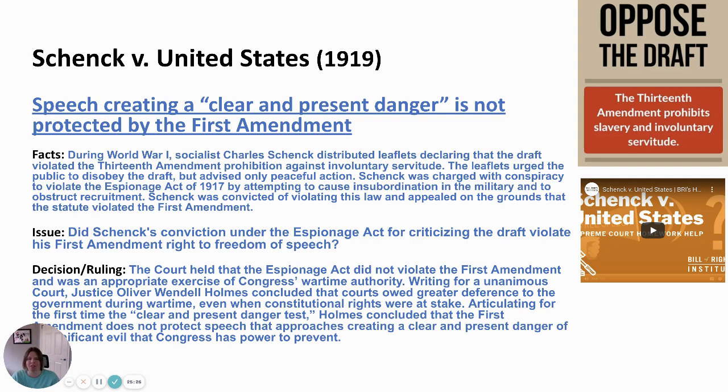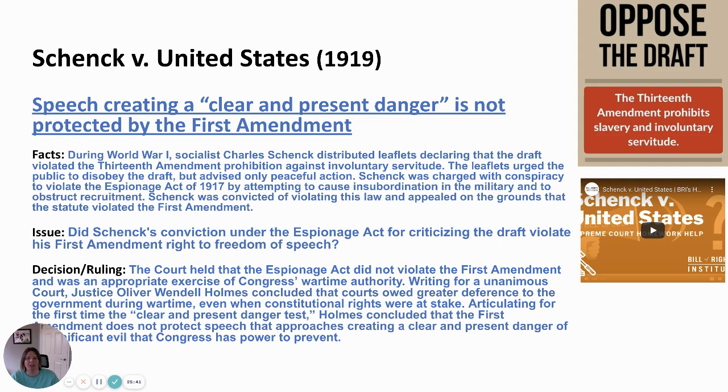And this was a unanimous decision. This is right after the war, so you still have this mindset. And oftentimes in wartime, we see the justices rule in favor of government authority versus individual freedoms. For me personally, I don't agree with this decision.